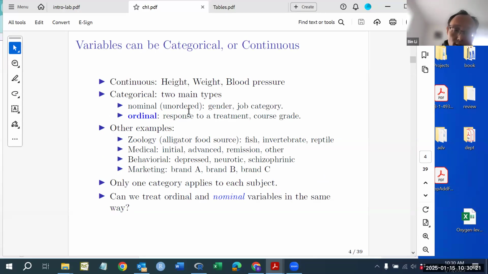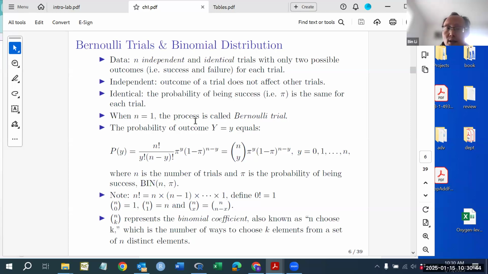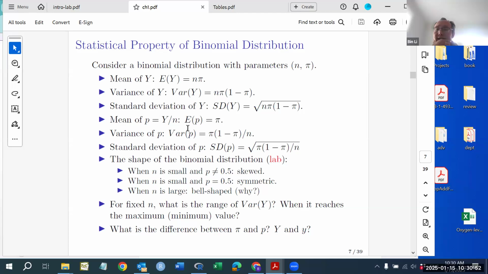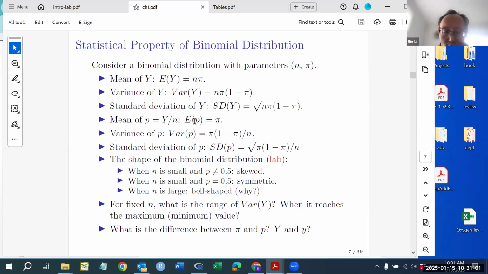Last time we had an introduction to categorical data analysis. We talked about what a case is, what variables are, different types of variables, and explanatory variables. And we talked about response variables, the binomial and the Bernoulli distributions. We also talked about the statistical properties of the binomial distribution. Okay, I think we stop here.